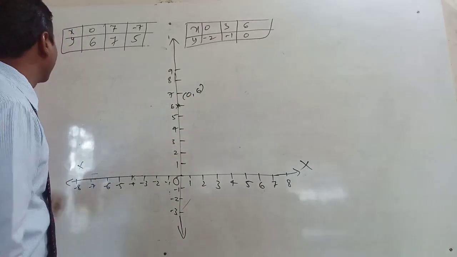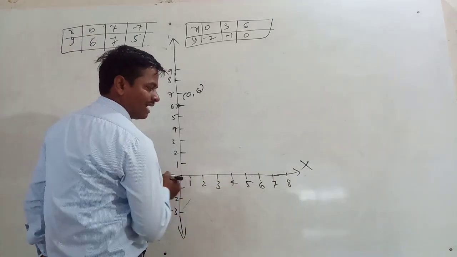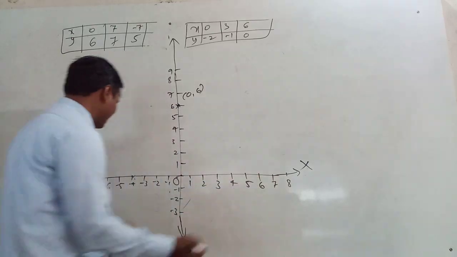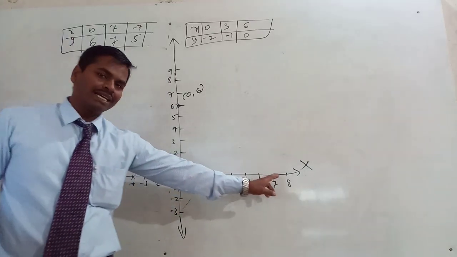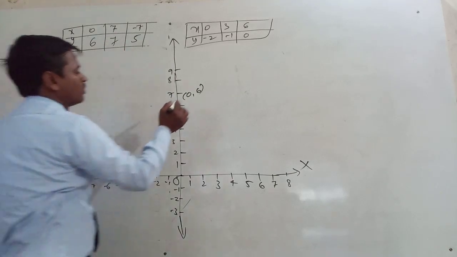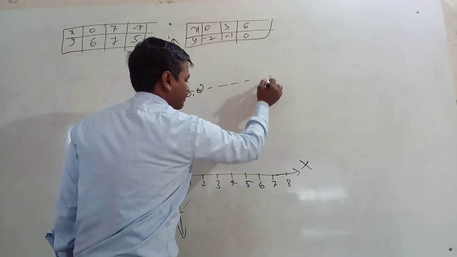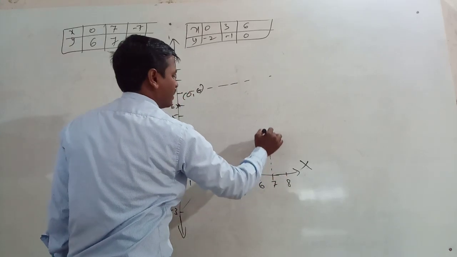Second point is 7, 7. X is 7 on the x-axis: minus 7 this side, plus 7 is here. X is 7, y is also 7 here. Both are meeting at this point here.